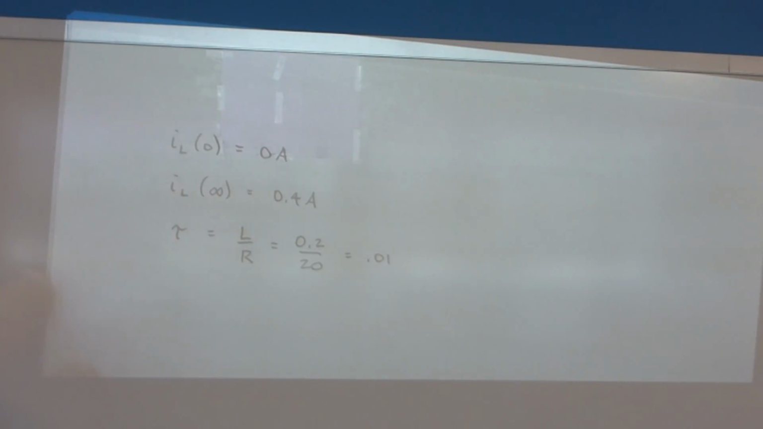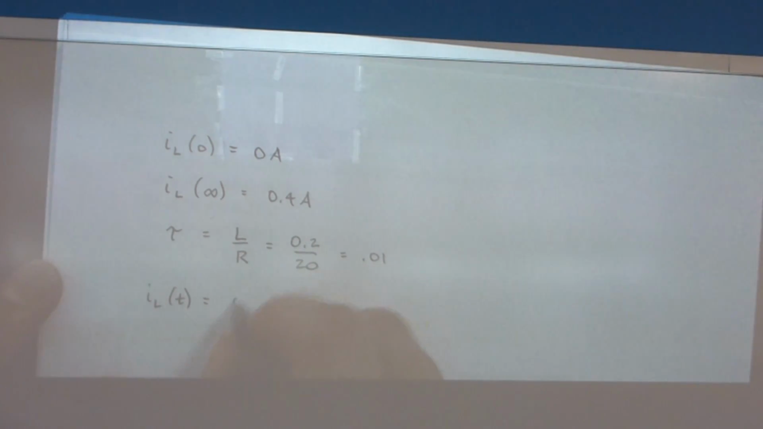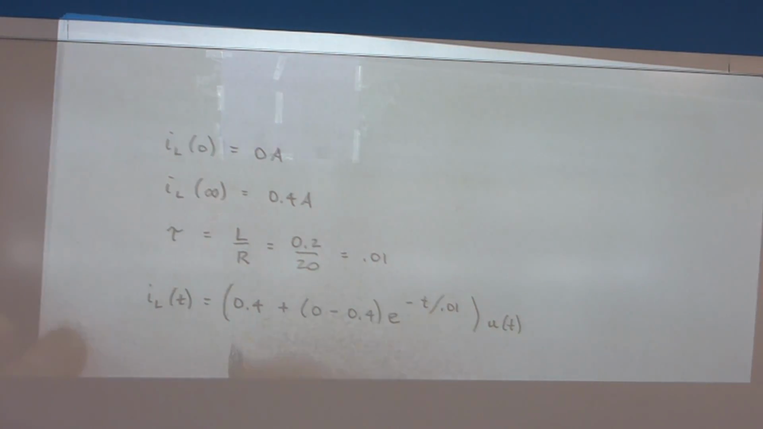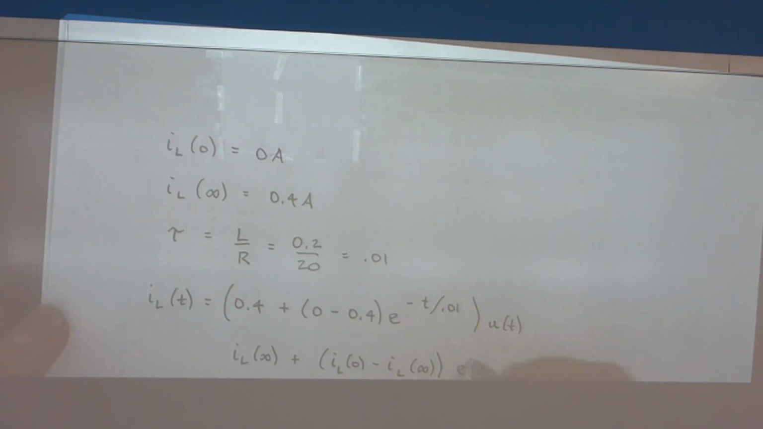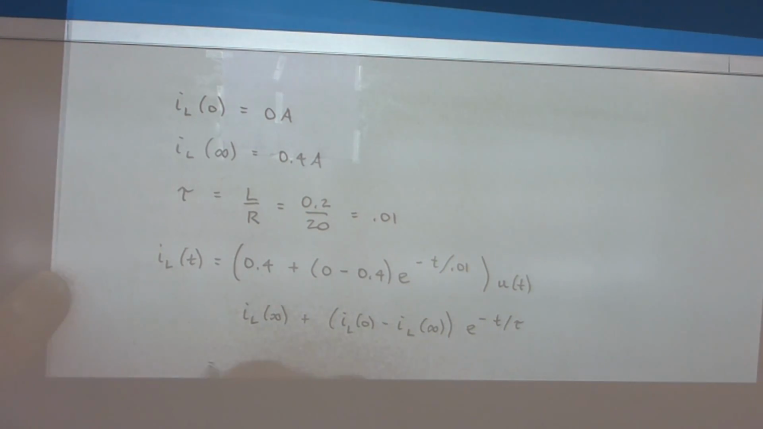Okay, so now we have enough to write our equation. I sub L of T is equal to where we're going to finish, plus how far we have to go, 0 minus 0.4, times how fast it takes to get there, and then all of that times U of T. So again, this is I sub L of infinity plus I sub L of 0 minus I sub L of infinity, times how fast it is to get there, all times U of T. Okay, so cleaning it all up, 0.4 times 1 minus e to the minus t over 0.01.